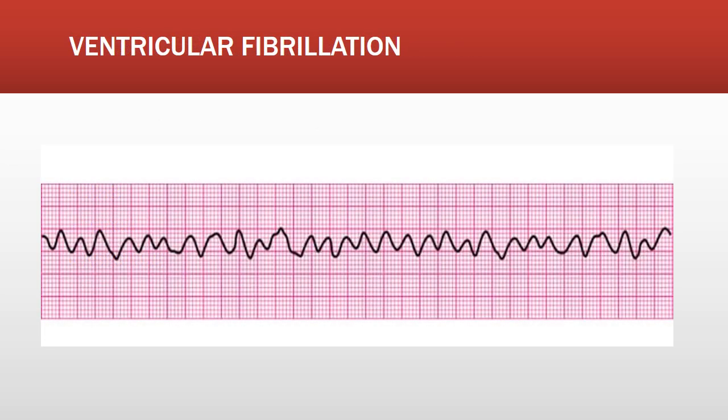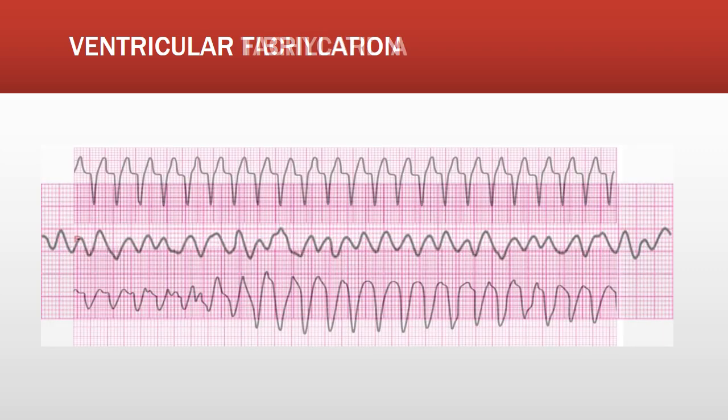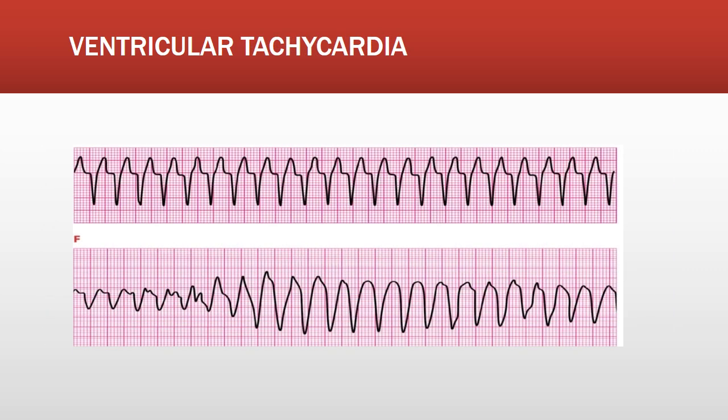This is the picture of ventricular fibrillation. These are the pictures of ventricular tachycardia. The top one is monomorphic ventricular tachycardia because you can see the morphology is the same in all the waves. And the bottom one is polymorphic ventricular tachycardia. You can appreciate different morphologies in the bottom rhythm.